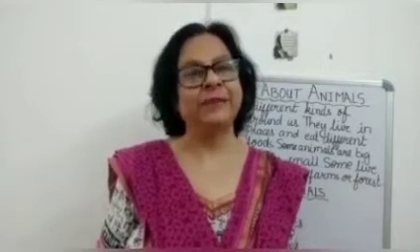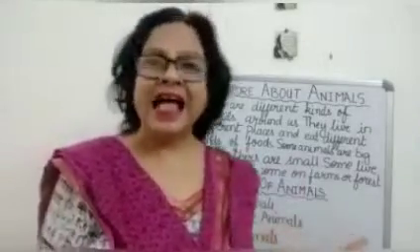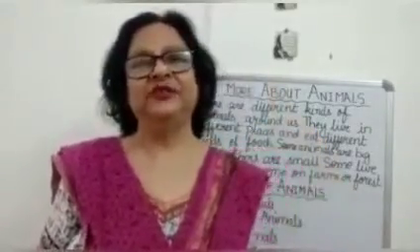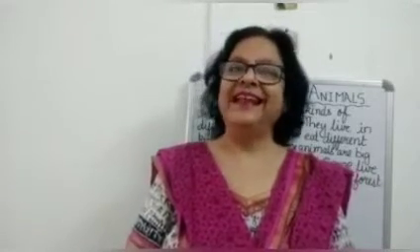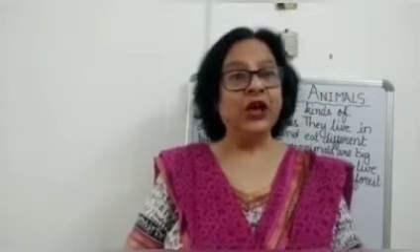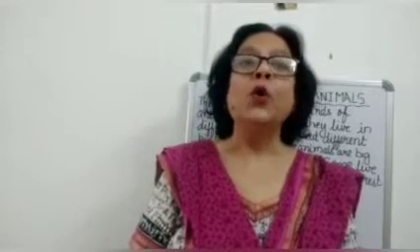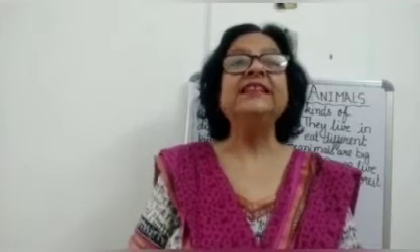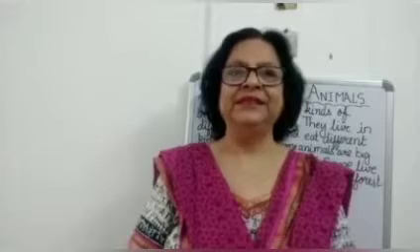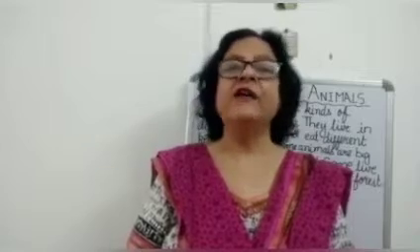Okay? The second type of animal we will talk about is domestic animal. Domestic animals. They are which animals, children? They live close to us, maybe in a farmhouse, and they are very, very useful to us. Like cows and buffaloes, they give us milk, right? The goat, it gives us milk. Hen, it gives us egg. Horse carries loads. These are all domestic animals and they live close to us.